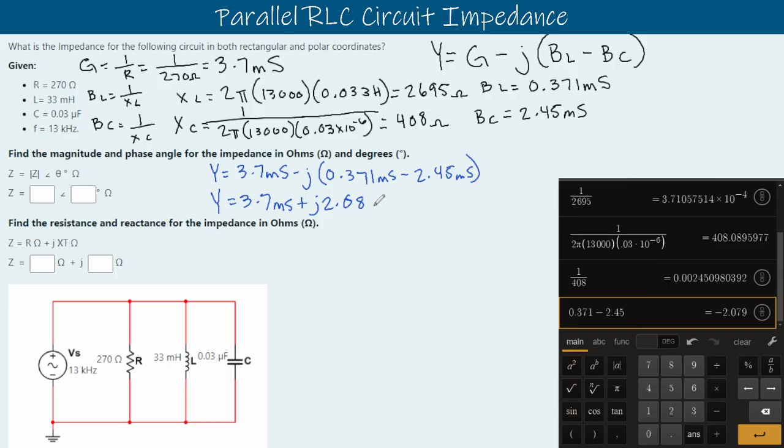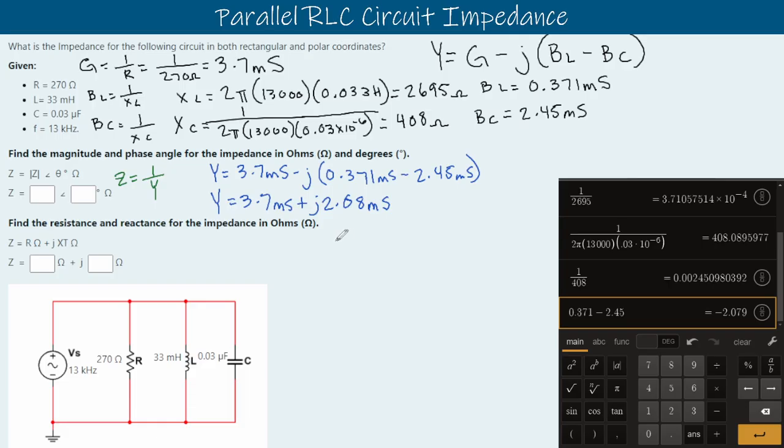All right, and that's in millisiemens also. So this is our rectangular form of our admittance for this full circuit. We've incorporated each one of our variables, and we can just plug in from here. So we know that we want to get to our Z value, and our Z value is the opposite of our admittance here. So Z is equal to 1 over Y. So we need this to be in rectangular form so that we can invert it over.